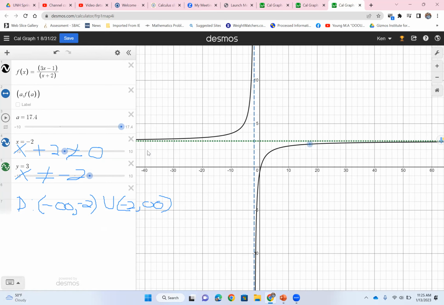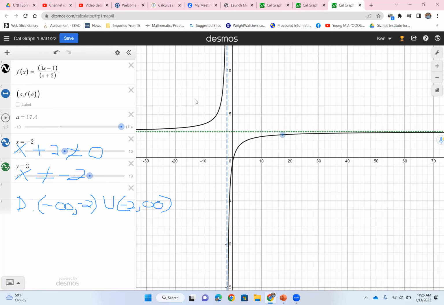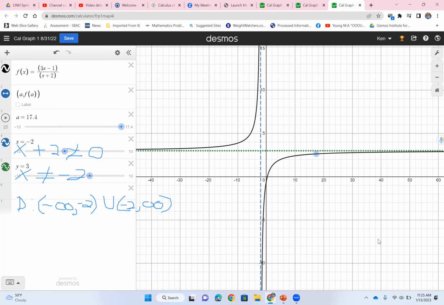So y equals 3 is a horizontal line. We can see that over here, it's never going to touch it. And over here, it's never going to touch it, but it does keep getting closer and closer. We call those asymptotes. So this graph has a vertical asymptote at x equals -2, and it has a horizontal asymptote at y equals 3. So in terms of the range, if we look at our y values, they go down to -infinity. They go up to positive infinity, but the y value will never equal 3.